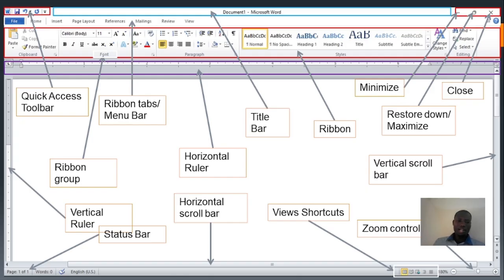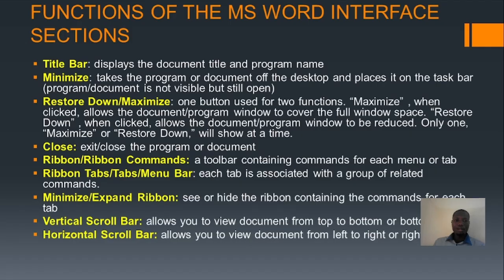Now, this is the structure. This is how it is laid out. So when you are working with the Microsoft Word package, you need to know all these sections as I have mentioned them. Now, let us move forward and see the different functions. Already I have mentioned some of the major functions of these sections, but let's go and see some of the functions.